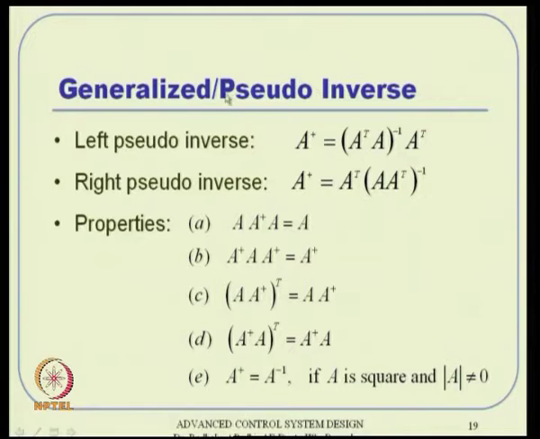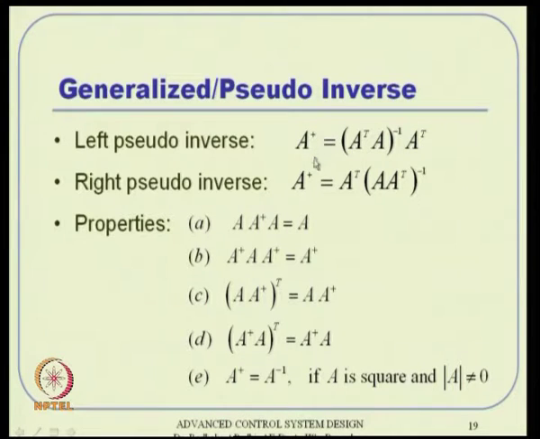Now, what is a pseudo inverse or a generalized inverse? We are talking about either a left pseudo inverse which is defined that way, or a right pseudo inverse which is defined that way. Both of the pseudo inverses will satisfy all of these properties. The very nice thing is, if A happens to be a square matrix and A is non singular, then this pseudo inverse is actually an inverse, no matter whether you take left or right. If A is a square matrix and determinant of A is not 0, then the pseudo inverse is actually the inverse. That is why the name pseudo inverse comes.